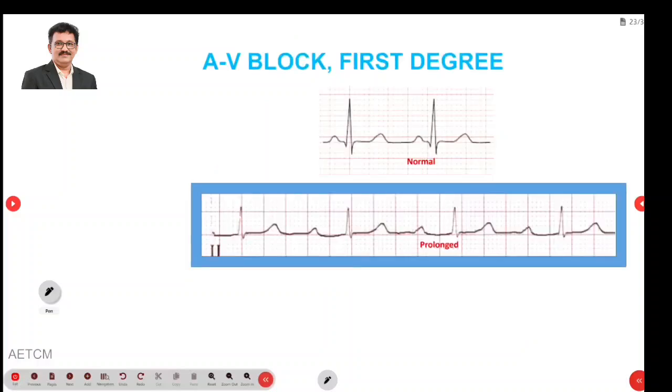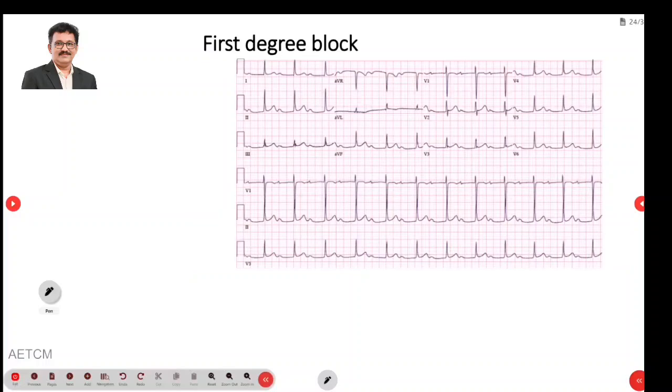Now first degree heart block shows a prolongation of the PR interval. This is the P, this is the QRS complex. The PR interval is this much. Normally it is only 3 to 5 squares. It is prolonged. So here you can see this is the P wave, this is the QRS complex, PR prolongation.